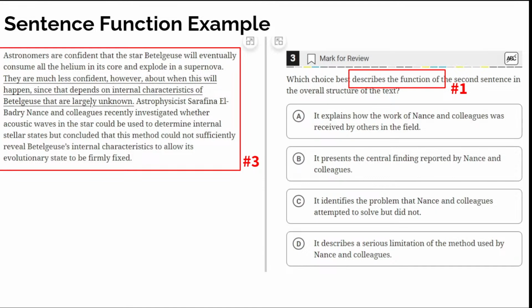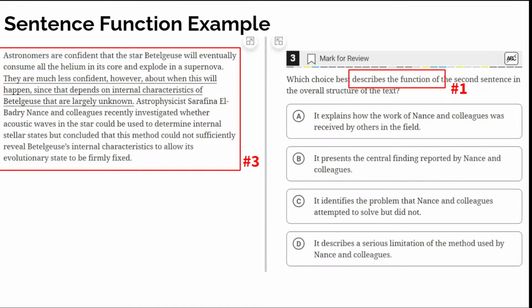Text me your answers in the chat. Should be pretty easy to figure this one out.